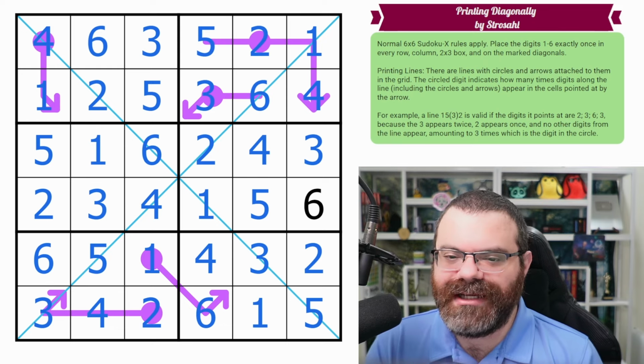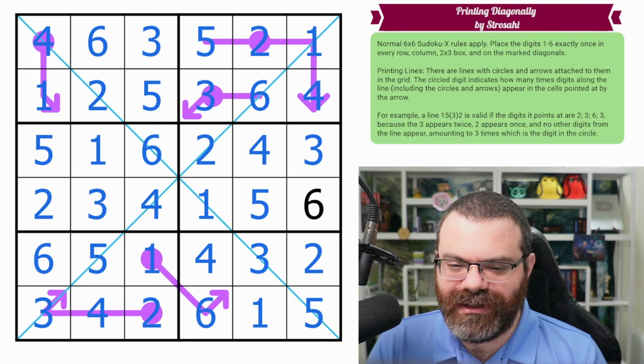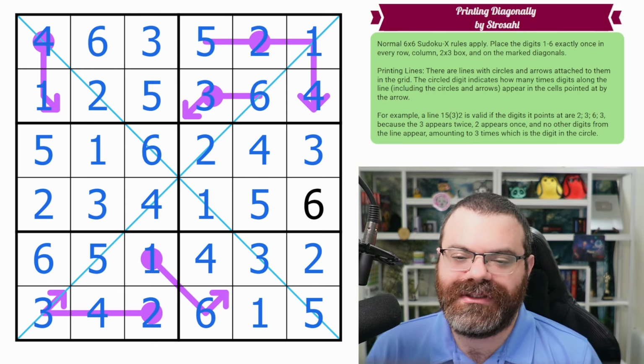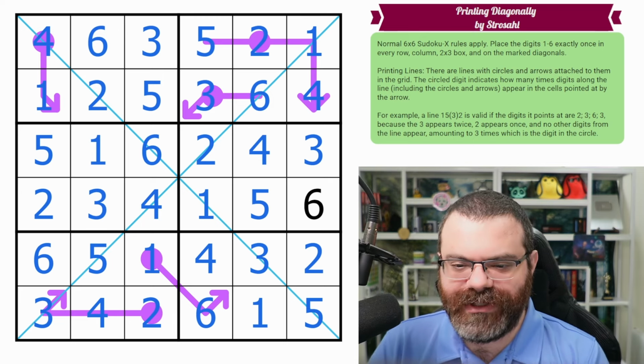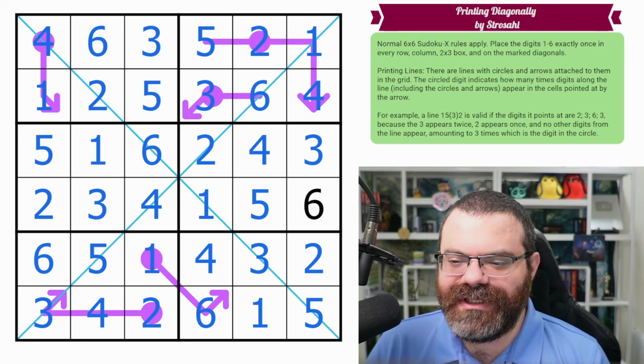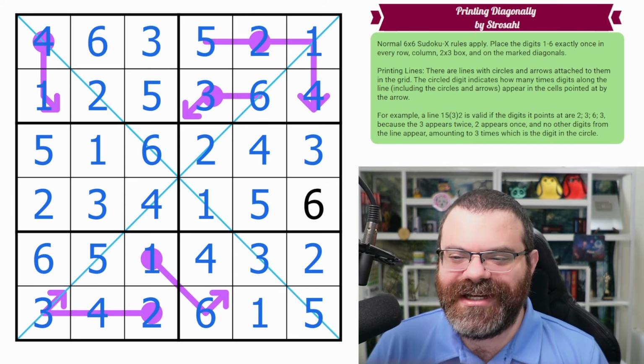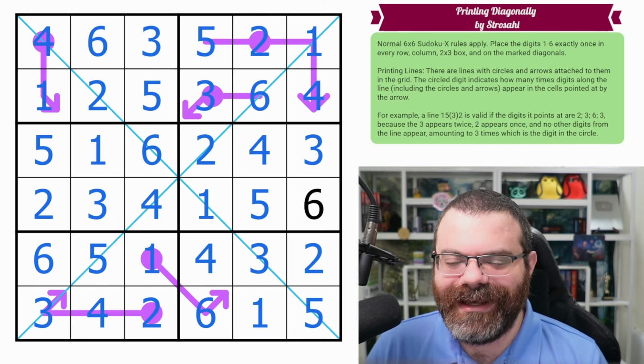Cool. Well, nice use of the constraints. We had to use everything. We had to use Sudoku, we had to use the X, we had to use the printing lines, and it kept jumping between them, which was really neat. So always thinking about, okay, which thing am I supposed to be doing right now, which is always good.